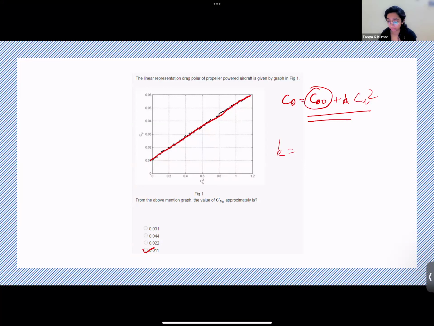Take any 2 points and approximate the slope. K is the slope, right? So this is the straight line equation, y equals mx plus c, where this is mx and this is c. So K is the slope. Can you just take any 2 points and find out the slope?